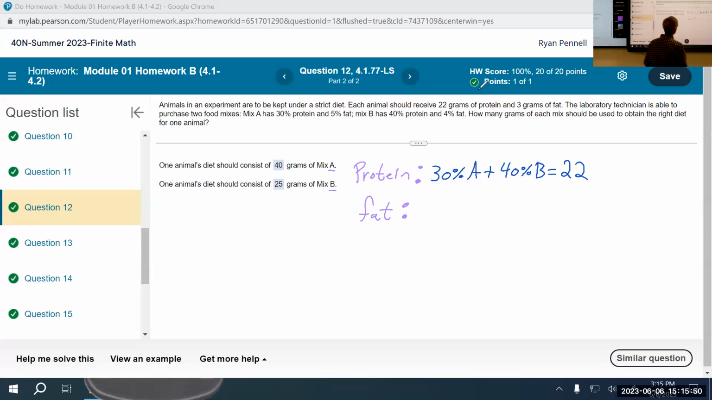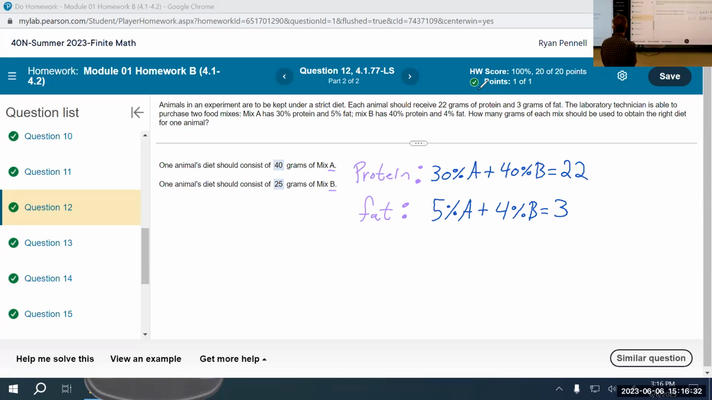All right, I'm going to try to come up with my fat equation. So with my fat equation, mix A has 5% fat. And mix B has 4% fat. And the animal needs 3 grams of fat. Okay, those are two lines. So if we can figure out where those two lines intersect, that's how much we need of each one.